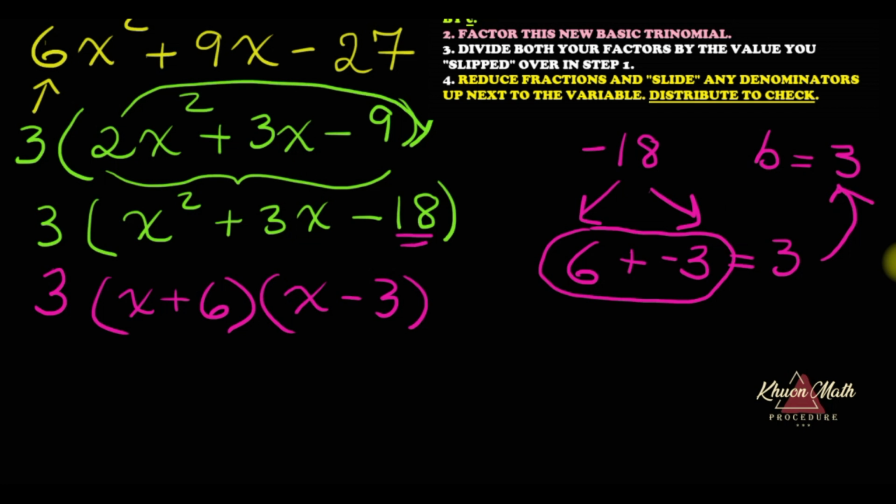Step 3, we have to divide both of the factors by the value that we slipped over in step 1. So what did we move over in step 1? We moved over the 2. So what we need to do is divide the factors by 2. So one of the factors is 6, so we divide 6 by 2. And then we divide negative 3 by 2. And then we reduce it.